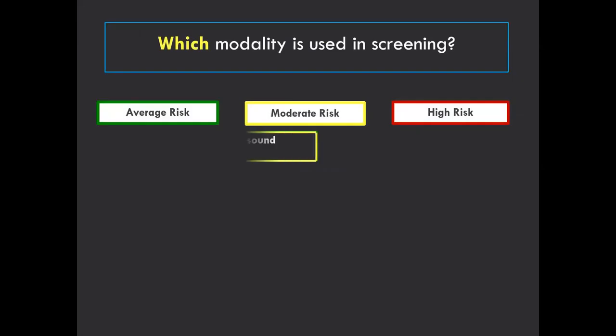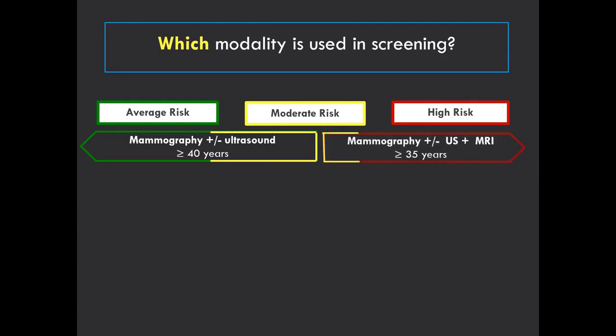For the average and the moderate risk individual, screening mammography is recommended after the age of 40 years, and the screening mammogram might be complemented with an ultrasound examination. For the high-risk individuals and some selected moderate risk individuals, mammography and ultrasound are again indicated, but we might recommend an additional MRI examination together with screening. And for high-risk individuals, we usually start screening at a younger age of 35 years.